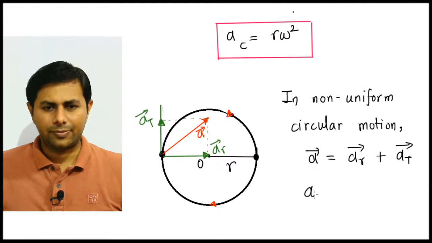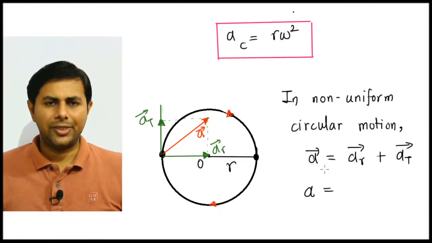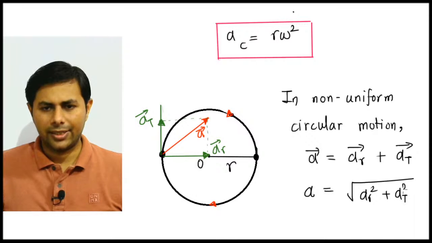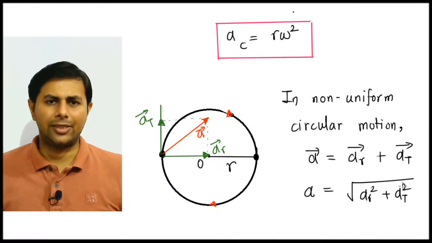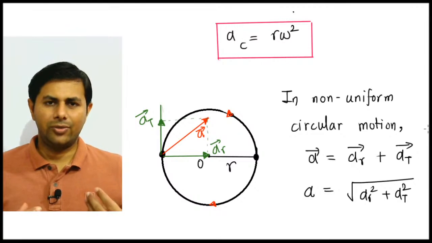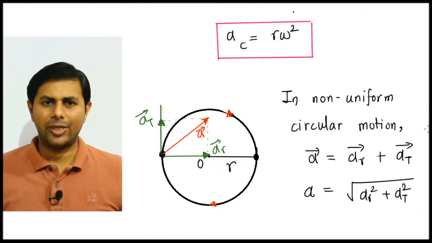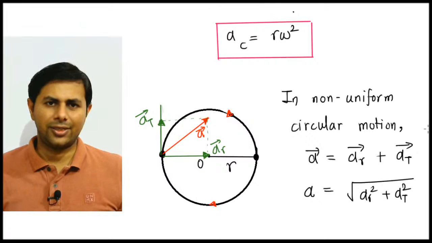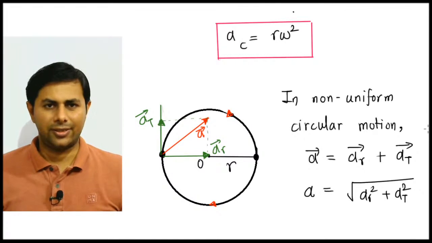And therefore, the magnitude of total acceleration will be equal to what? Square root of a_R squared plus a_T squared, where a_R and a_T are magnitudes of a_R bar and a_T bar. This we know from resolution of vectors. So in uniform circular motion, there is only one kind of acceleration, that is radial acceleration, or we also call it centripetal acceleration. And in non-uniform circular motion, there is radial acceleration as well as tangential acceleration.